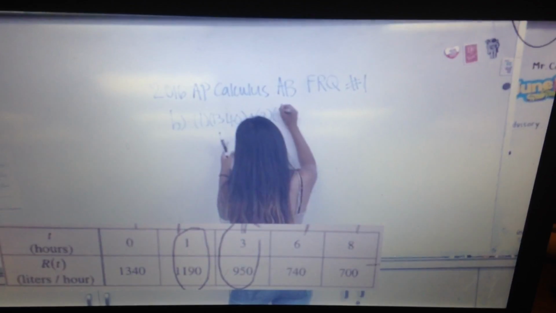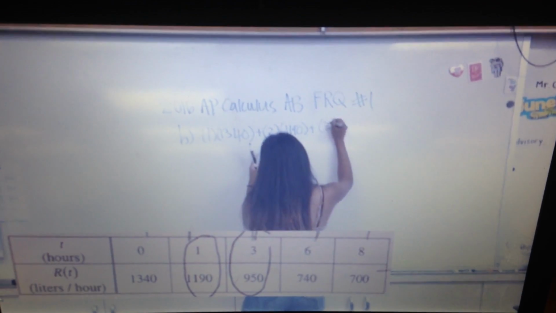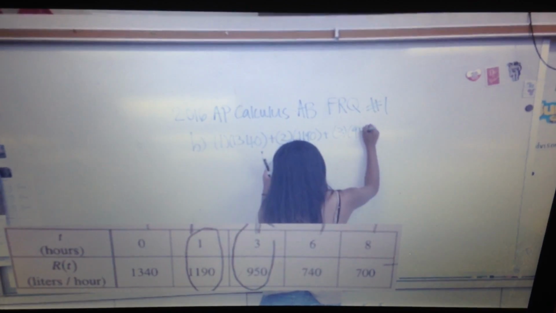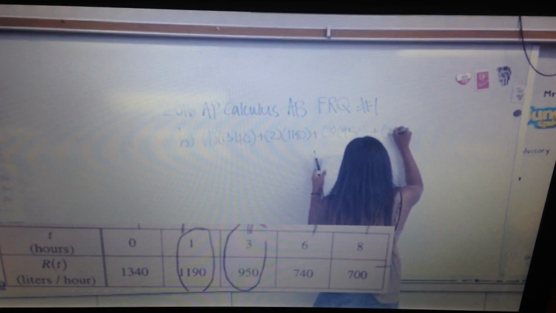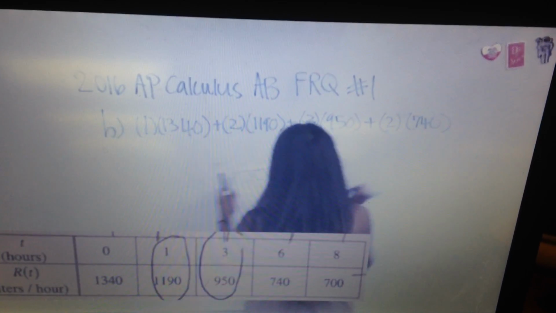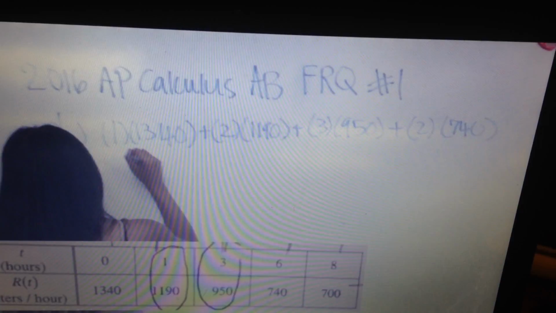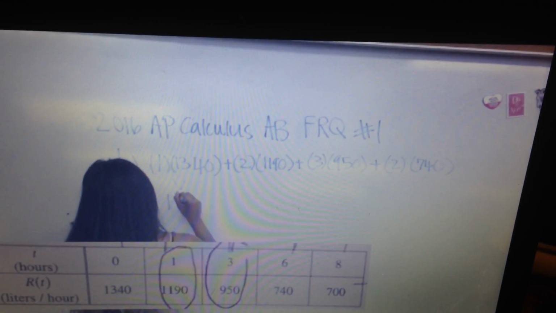Part B is asking us to use a left Riemann sum with 4 subintervals to estimate the total amount of water removed from the tank during 8 hours. Again, we will look at our table given. We will multiply the left endpoint by the base, so from 0 to 1 is 1 and the first left endpoint is 1340. From 1 to 3 is 2 and the second left endpoint is 1190.